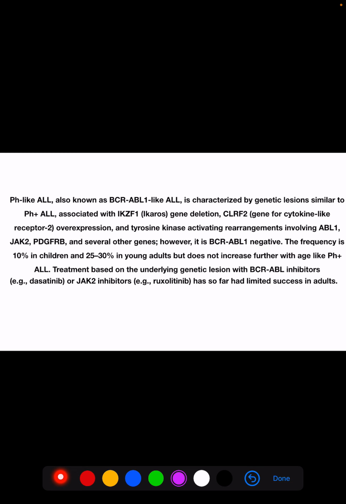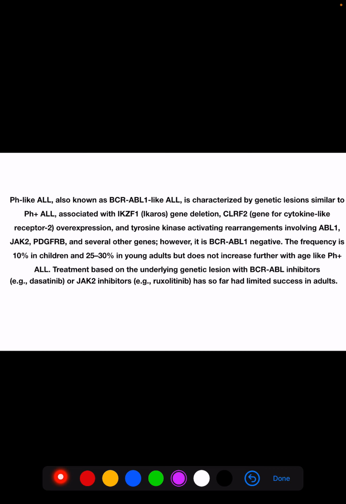And gene expression profiling, single nucleotide polymorphism array analysis, array comparative genomic hybridization and next generation sequencing recognize the newly defined ALL entities. So what are these newly defined ALL entities? These are ETP ALL and Philadelphia-like ALL. So to diagnose these newly defined ALL entities, we have to use gene expression profiling, SNP array analysis, array comparative genomic hybridization and next generation sequencing.